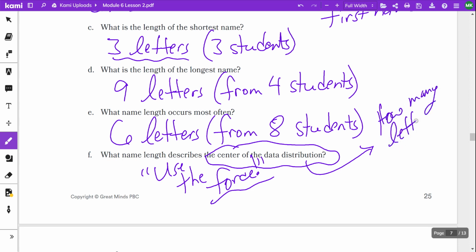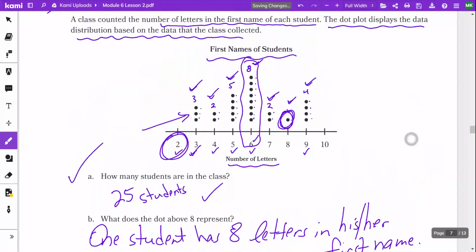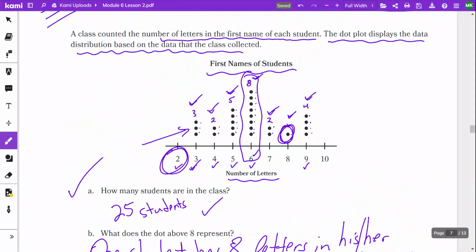how many letters are in a typical first name, something like that. Okay, so you look up here and you kind of feel your way around this a little bit. Clearly, you're not going to say the typical student is going to have 9 letters in the first name. Clearly, you're not going to say that the typical student has fewer letters in the first name. It's going to cruise around here somewhere, right? You could say 8. I guess I could say 8.